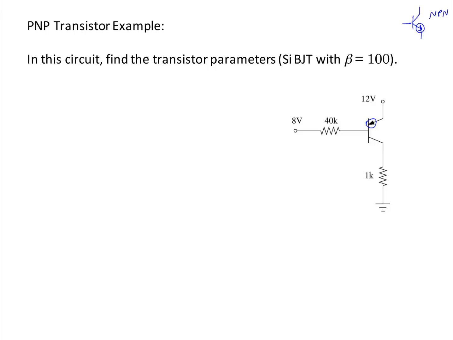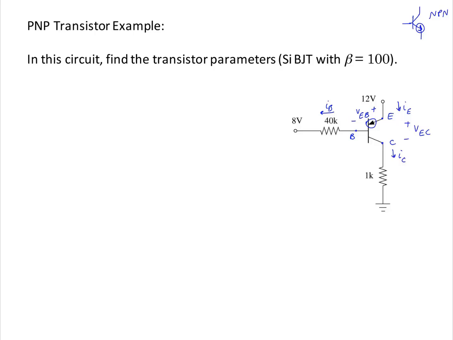So first we need to label the terminals and then label the currents and voltages. This is my emitter, the arrow is on the emitter, this is my collector, and this is my base. So I emitter enters the device, collector current leaves the device, and I base leaves the device. So this is my I base, and the voltage between emitter and base I'm going to label here V sub EB, and the voltage between emitter and collector I'm going to label here.